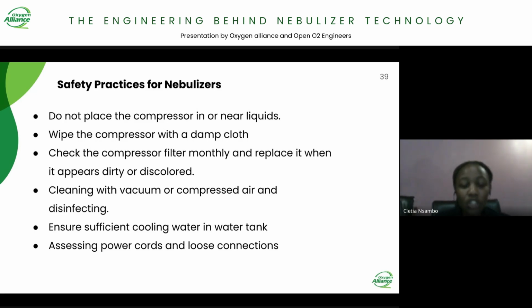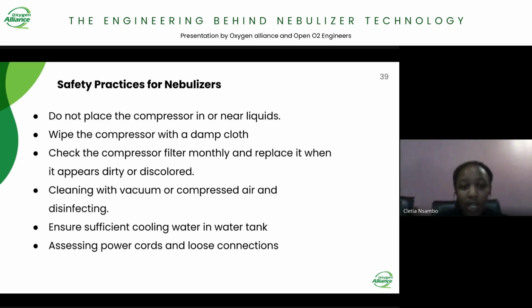And also ensure that there's sufficient cooling water in the water tank. As mentioned earlier by my colleague, this cooling water helps to cool the piezoelectric elements. If the water is not sufficient, it will affect the medication delivery overall, because the medication does not need heat, as mentioned.